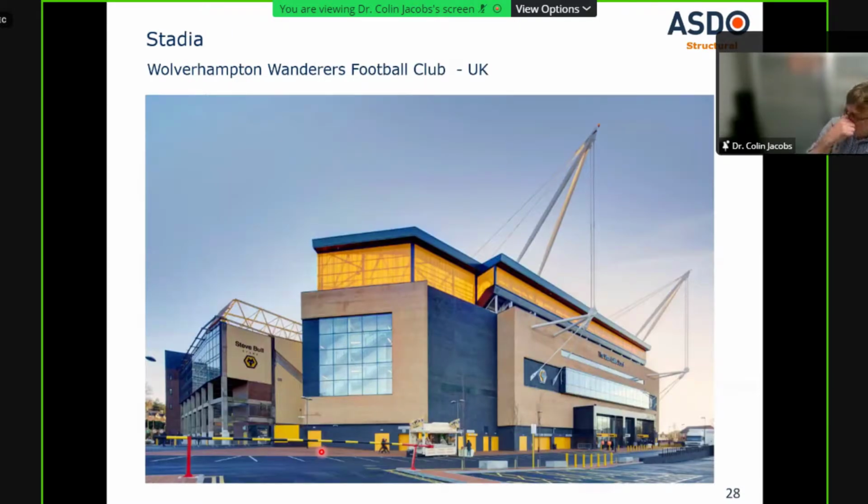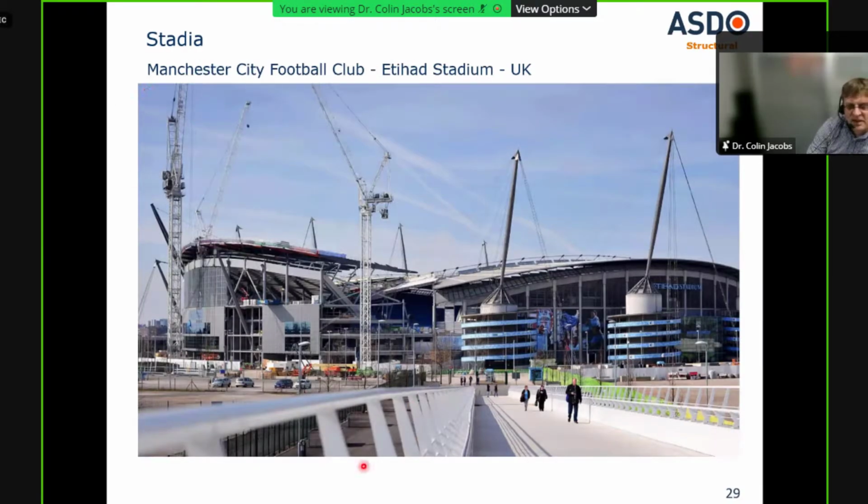We do lots of stadia, so this is a fairly big football club in the UK, but not in terms of the Premier League. Wolverhampton Wanderers. You've probably all heard of Manchester City. So it may appear to you that all these are cables on this structure, but actually they're solid tie rods. So we supplied all these tie rods here to the new stand on the north side.